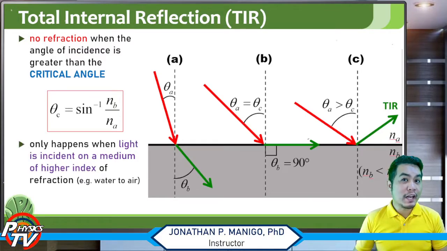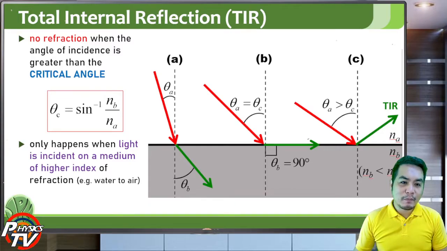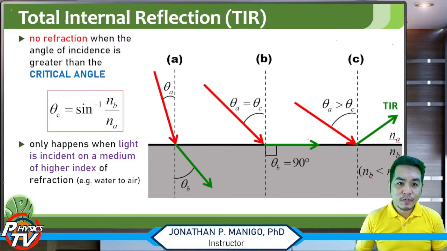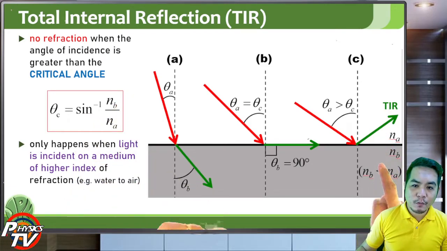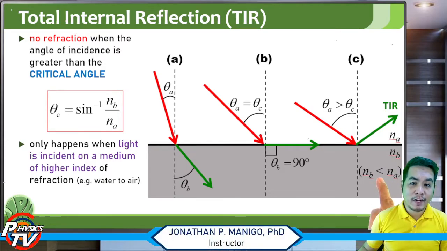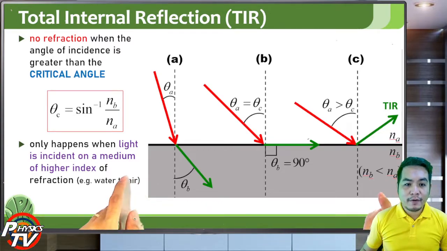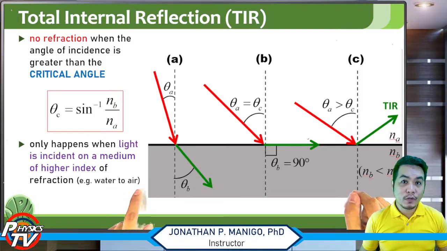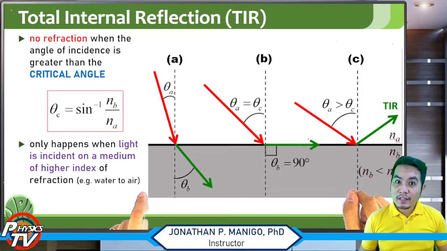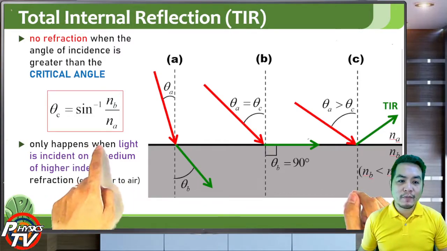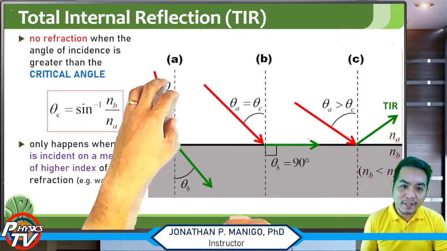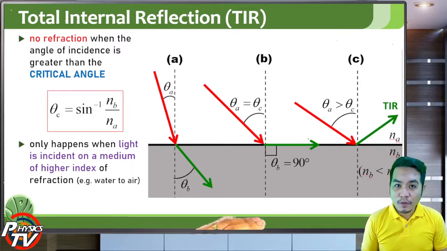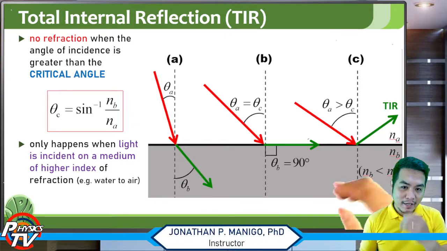Now, this can only happen when the light goes from a medium of higher index of refraction to one of lower index. So the assumption here is that medium A has a higher index of refraction compared to medium B, or medium B has a lower index of refraction compared to medium A. So TIR can happen when light travels from water to air, but it cannot happen when light travels from air to water. When light goes from higher index to lower index of refraction, that's the only way that total internal reflection can happen.